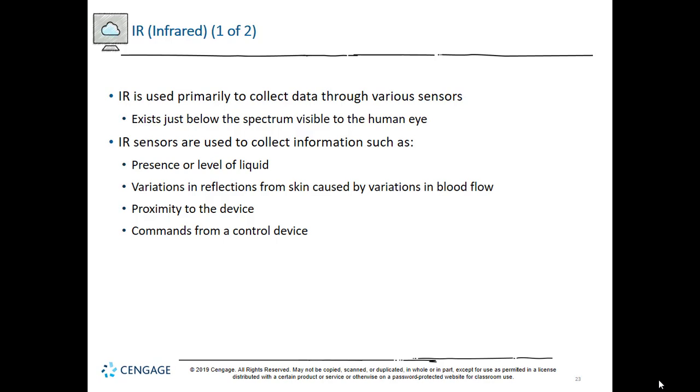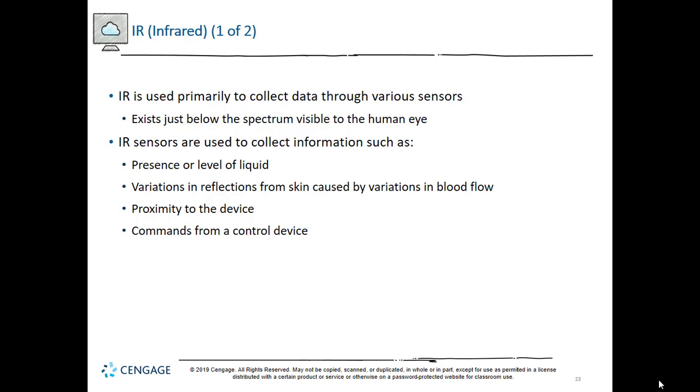Next is infrared, or IR. It's found a new life in the world of IoT, where it's used primarily to collect data through various sensors. It exists just below the spectrum that's visible to the human eye, with longer wavelengths than red light. An LED in a device creates the invisible radiation, which is then detected by the sensor's semiconductor material that converts signals into electrical current.